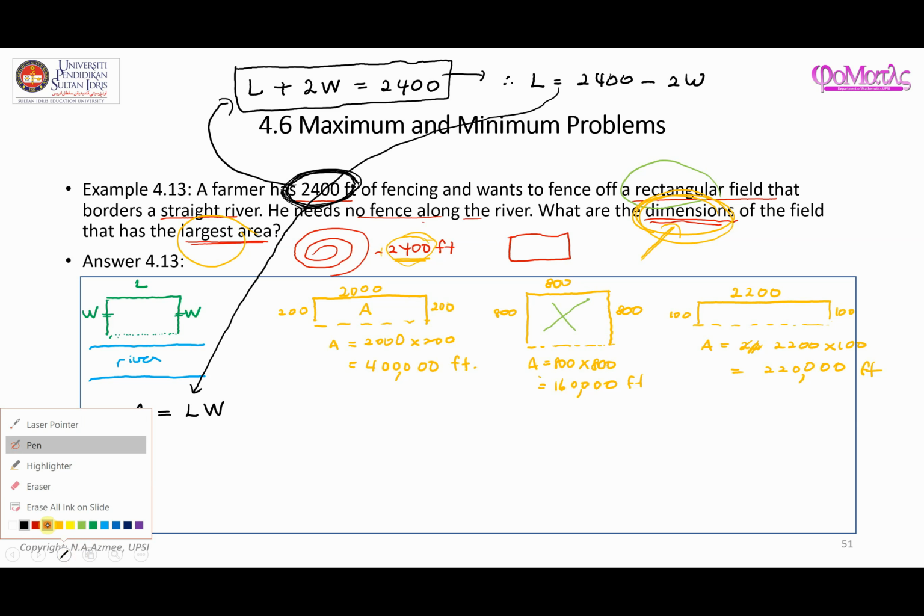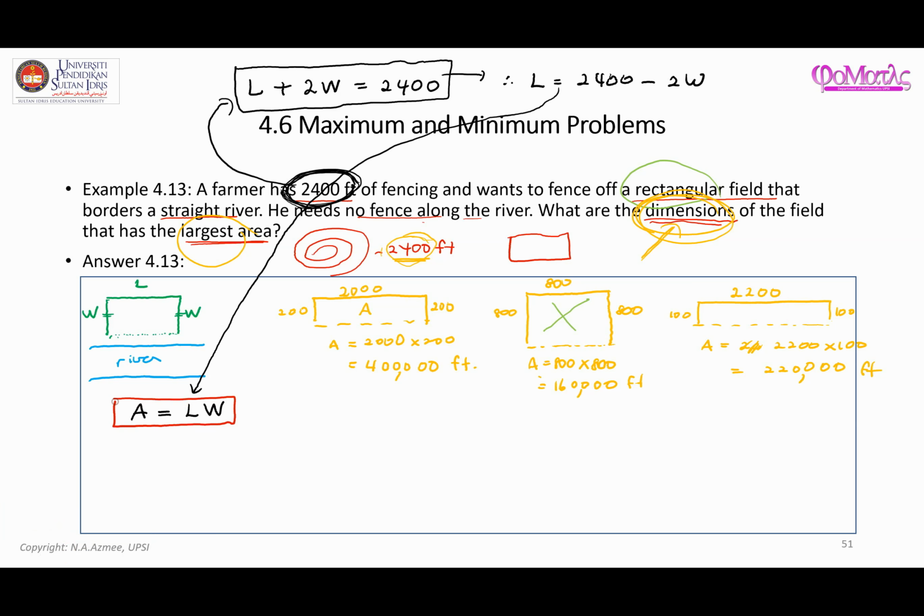So this is the mathematical function that we are going to focus on, and we are going to substitute L with 2400 minus 2W. So I'm going to proceed with that. A is equal to 2400 minus 2W, times W, and next we can expand it. If you want, you can have 2400W minus 2W squared. So this is a quadratic function.